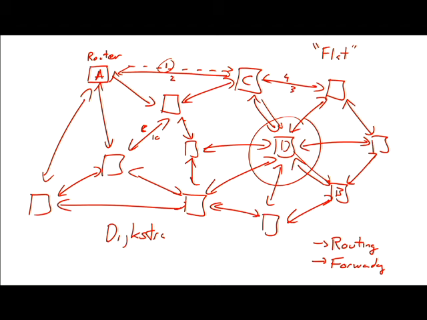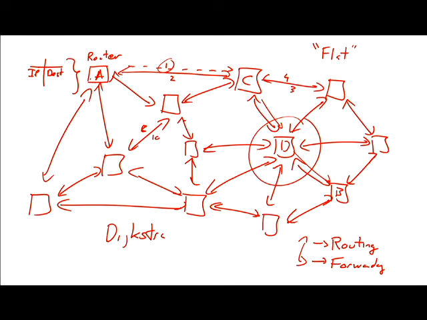So, routing is the path formation. Forwarding is closely coupled with routing. Forwarding is that each one of these routers, let's say we take router A, has a table. And if we have an IP address and an end destination, we know where to forward the information to.